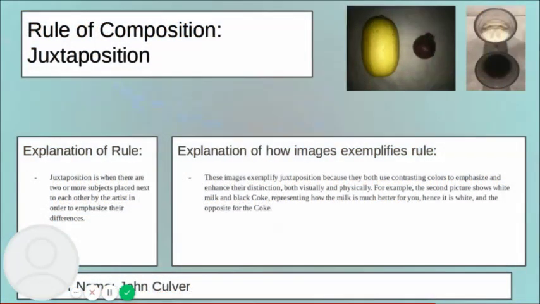Okay, this rule of composition is juxtaposition. This is when two or more subjects are placed next to each other by the artist to emphasize their differences. And these images exemplify this because they contrast each other and bring out the best in each image.